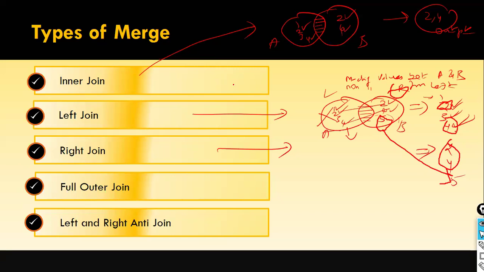Okay. So that is how the right outer join works. And full outer join, it's A union B. A union B, all the values from both the data sets. And next, left anti-join and right anti-join. What is left anti-join and right anti-join?